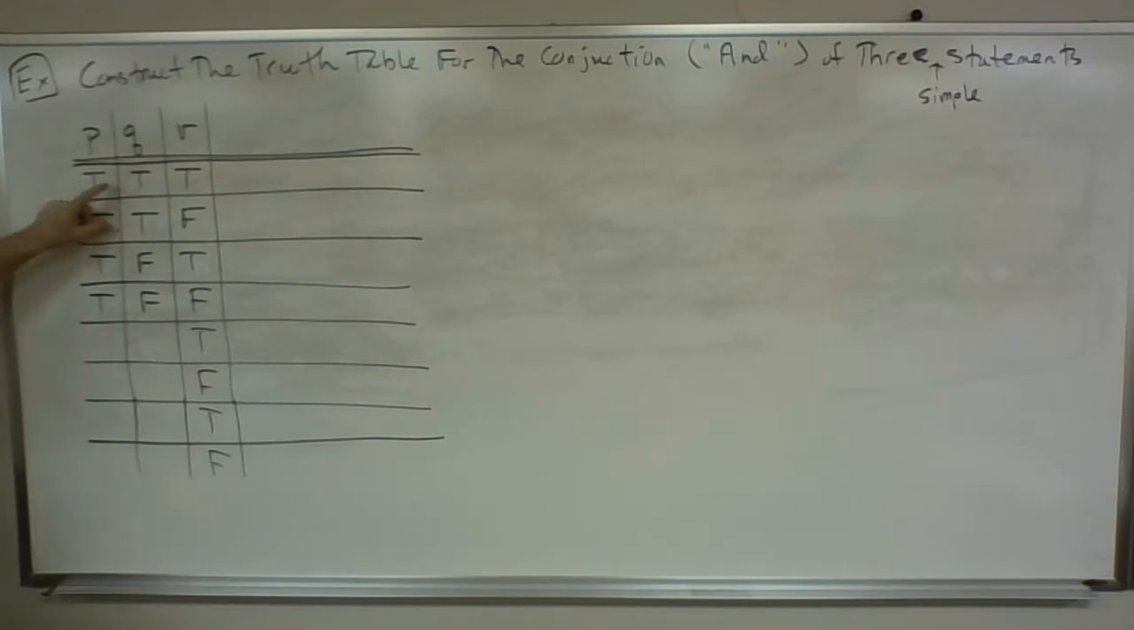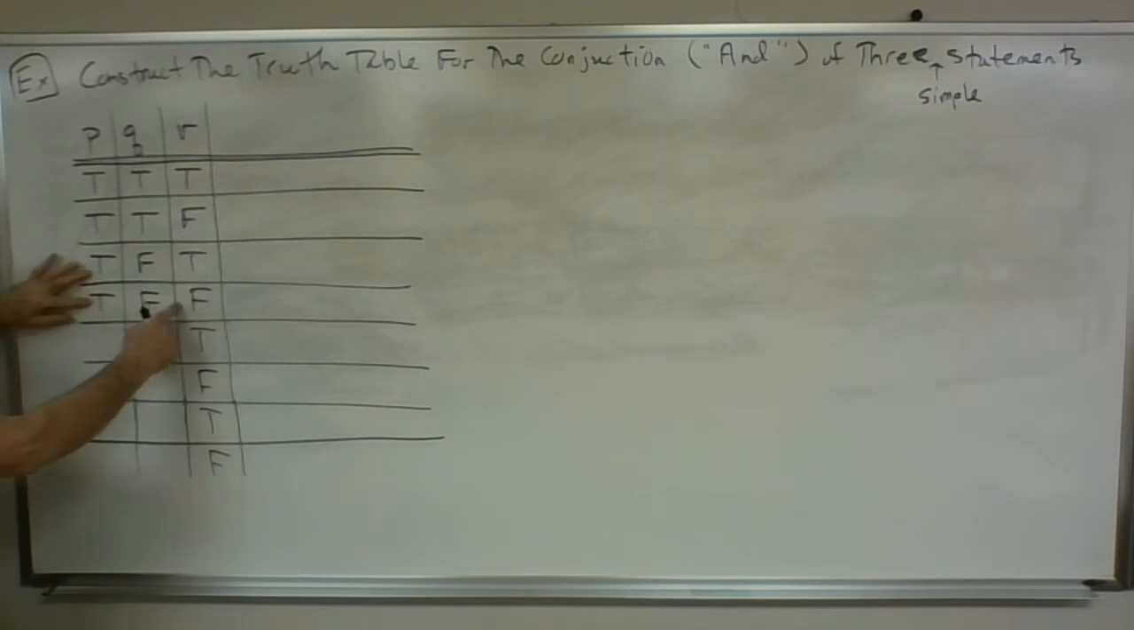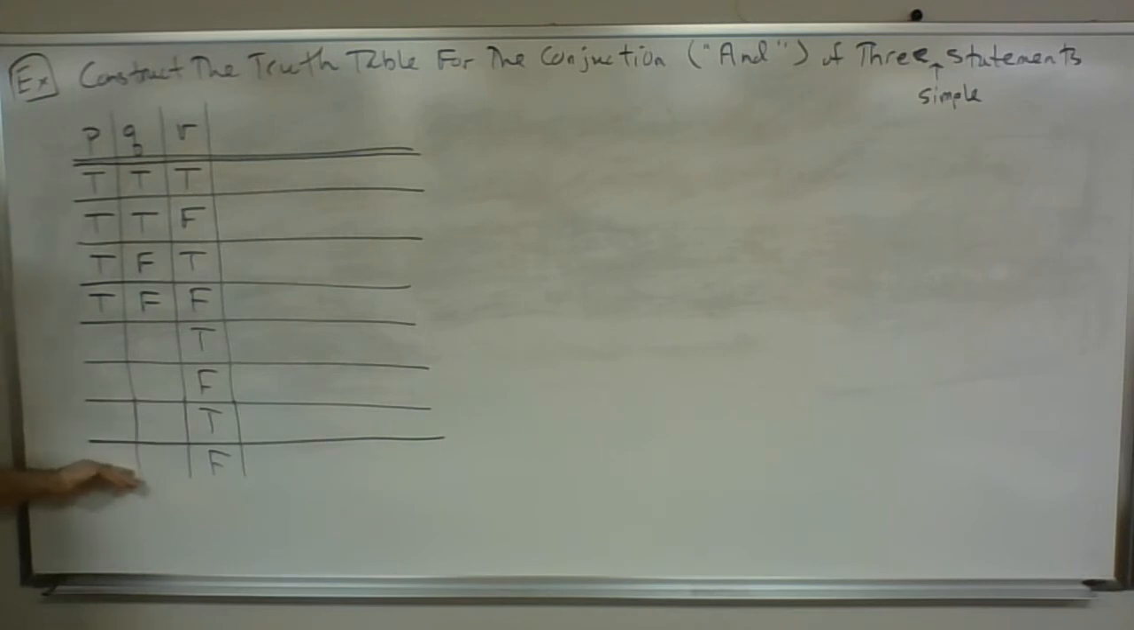If P is true, then Q can be true. And if both P and Q are true, then R can be true or false. If P is true, Q can be false. And if P is true and Q is false, there are 2 possible values for R. So all of the other possibilities address the cases where P is false.